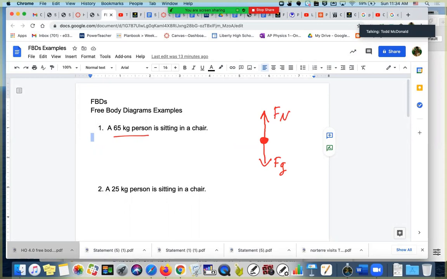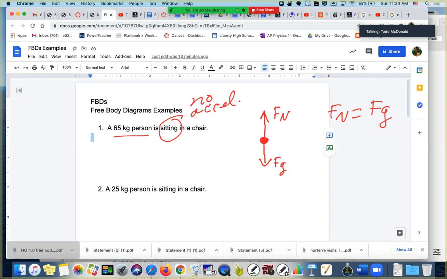Well, considering the person is just sitting there and not moving, these two forces, the normal force and the force of gravity, are actually going to be equal to each other. Okay. If one was bigger than the other, then the object would actually be accelerating up or down depending on the bigger force. In this case, since it's just sitting, there is no acceleration. And therefore, you want to make sure that those forces are balanced. So the normal force is equal to the force of gravity.